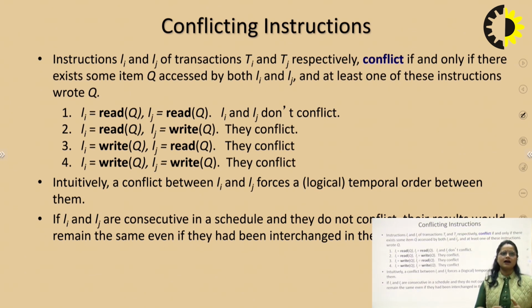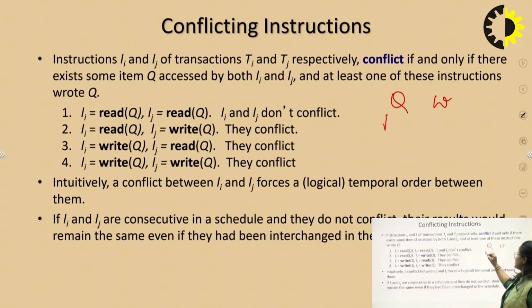Consider instructions Ii and Ij of transactions Ti and Tj. Suppose we take an example in which we have two transactions Ti and Tj, where Ii and Ij are two instructions. When can we say there is a conflict? Conflict if and only if there exists some item Q accessed by both Ii and Ij, and at least one of these instructions wrote Q. So there are two conditions: the same data item and at least one write.